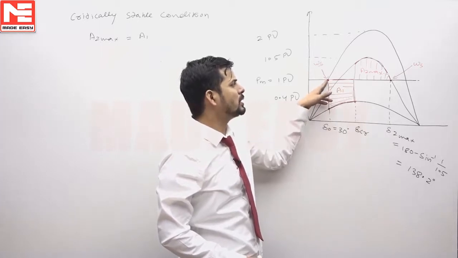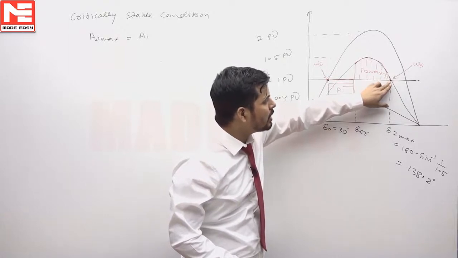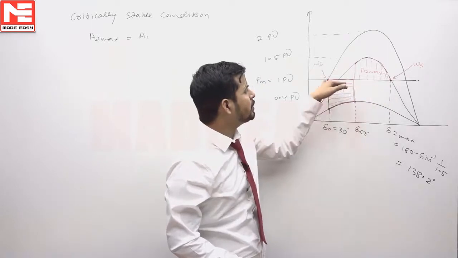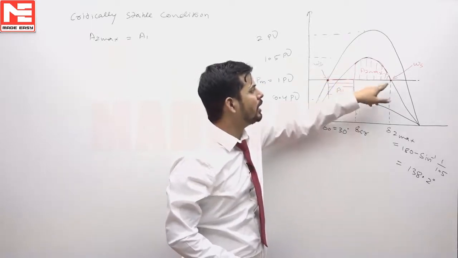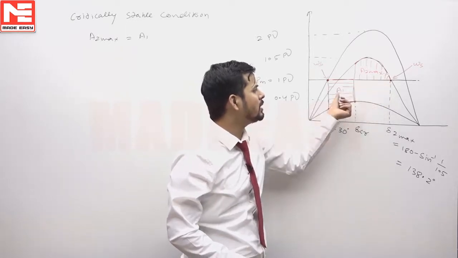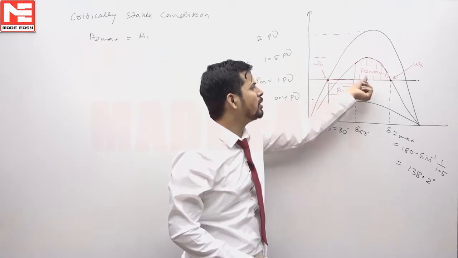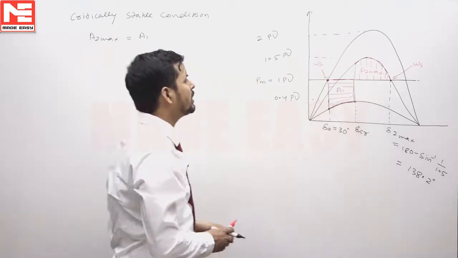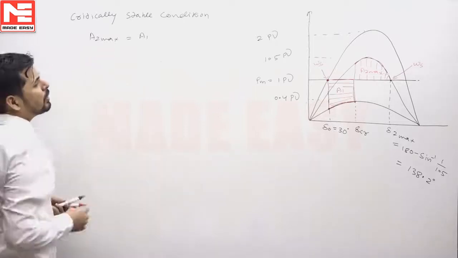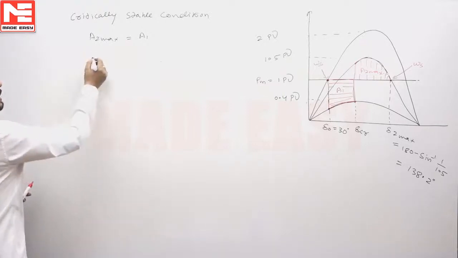Since the speed at this point is synchronous speed, and in critically stable condition the machine attains synchronous speed at this critical point, the speed is synchronous and again it attains synchronous speed at this point. It means that this area A1 will be equal to A2 max. So, in critically stable condition we can use A2 max equal to A1 to find the critical clearing angle.